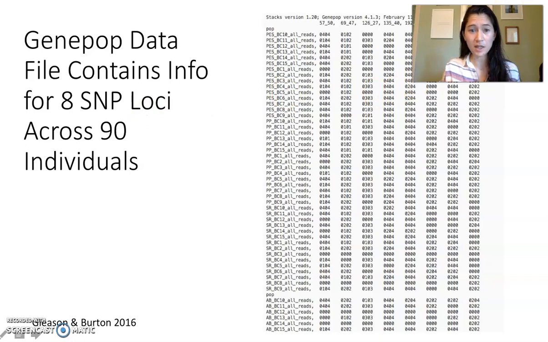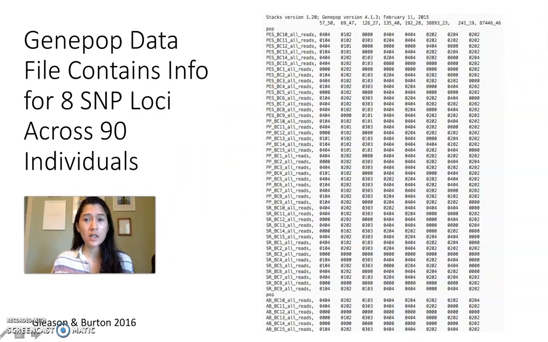Let me move my head so you can see the data file. So this is a screenshot here of the data file I'm going to be giving you to work with. It's in a file format called GenePop, just FYI. What this subset data contains is 8 different SNP loci, and we have information for all 90 individuals. Remember, we had 6 of those geographic sites and 15 individuals at each site.